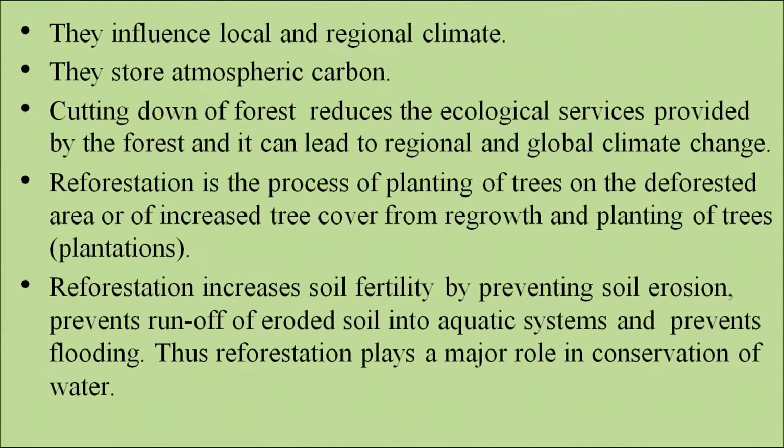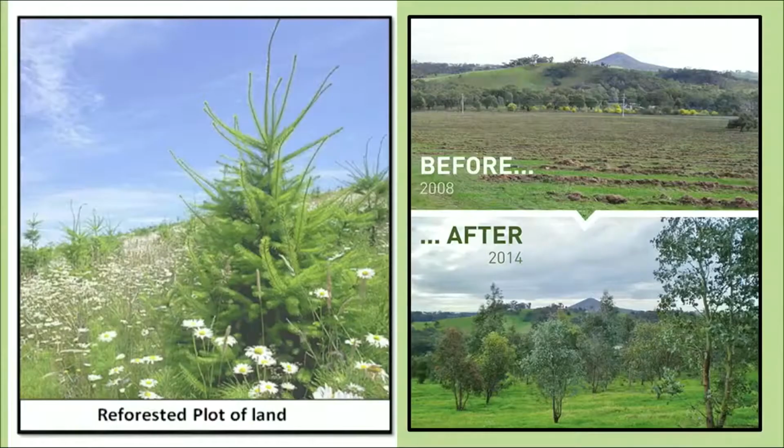Reforestation is the process of planting of trees on deforested areas or increased tree cover from the regrowth and planting of trees, that is called as plantation. Reforestation increases soil fertility by preventing soil erosion, prevents runoff of eroded soil into aquatic system and thereby preventing flooding. Thus, reforestation plays a major role in conservation of water.